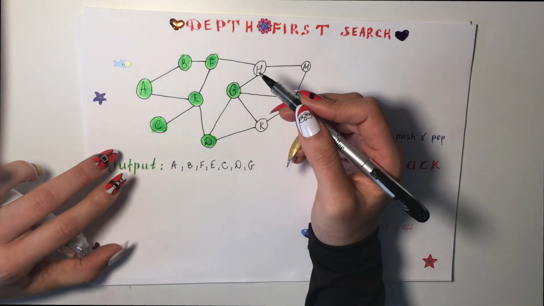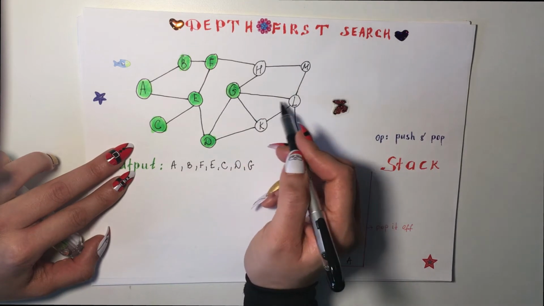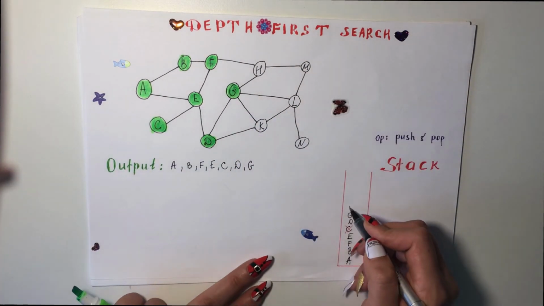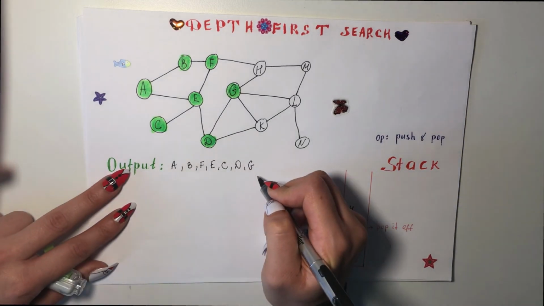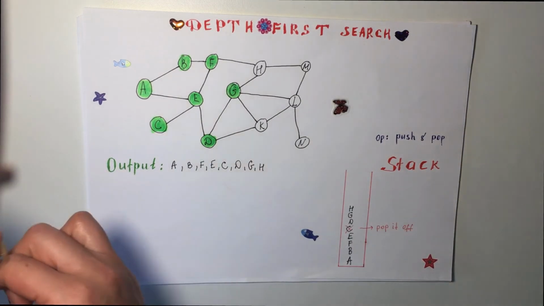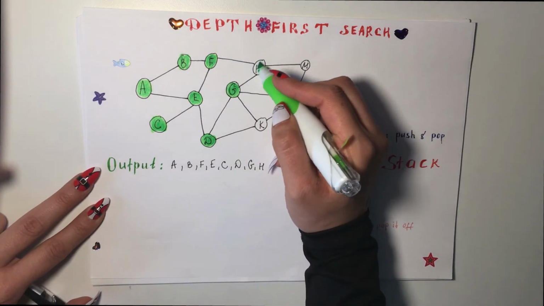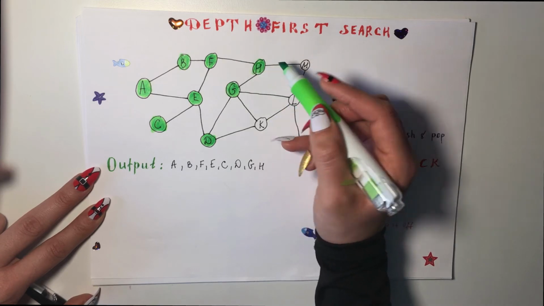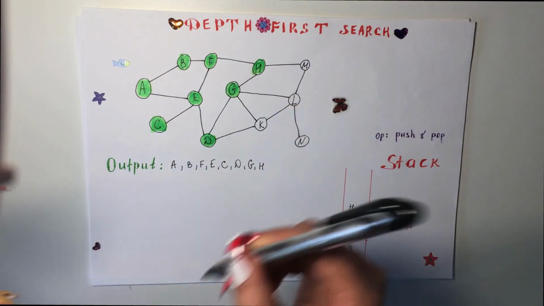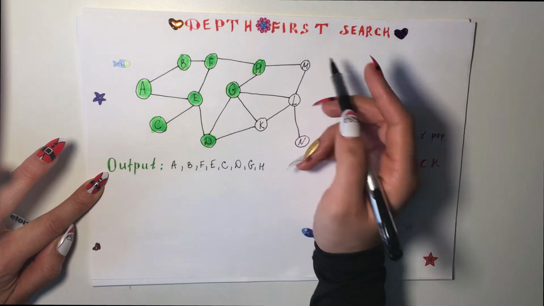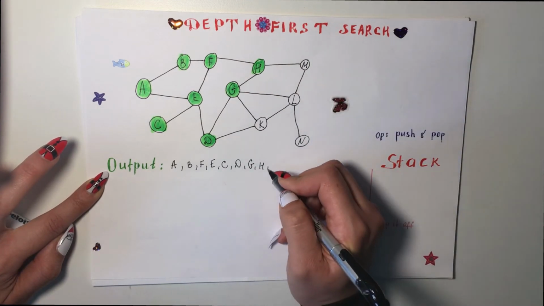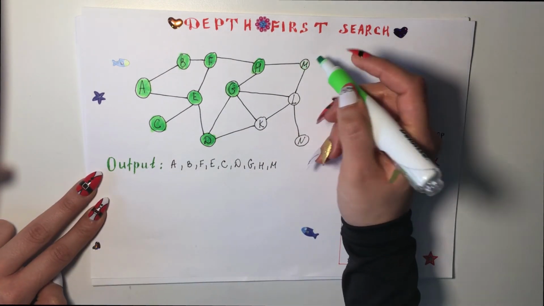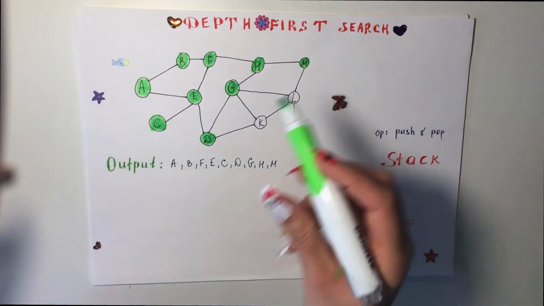G has three adjacent unvisited nodes, H, L, and K. Let's go for H firstly. We are doing the same procedures again and repeating it until all nodes are visited. So we marked H as a visited node. H has only one adjacent unvisited node, which is M. We are pushing M to the stack, adding it to the output sequence, and marking it as a visited node.